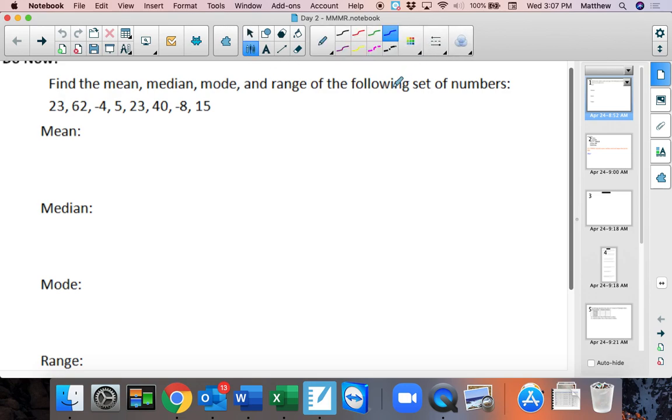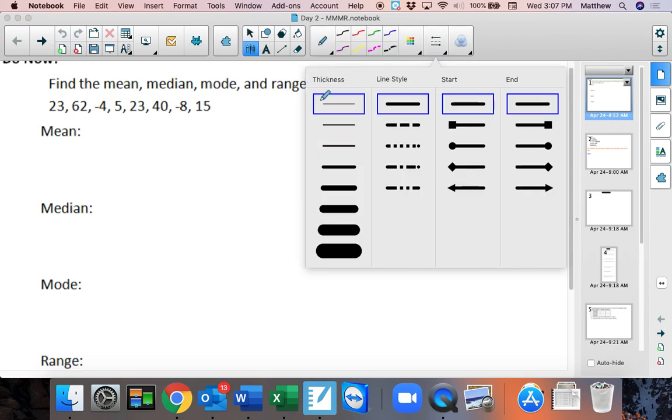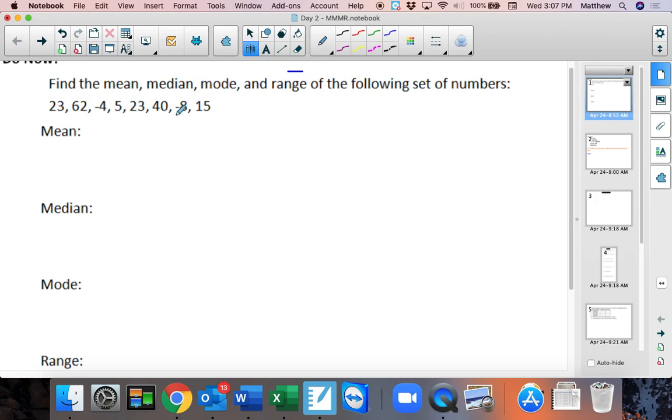I'll start with -8. So we've got -8, -4. Then we go to 5. Then 15, 23, 23. So the 15, 23, 23. Then 40, and then 62.